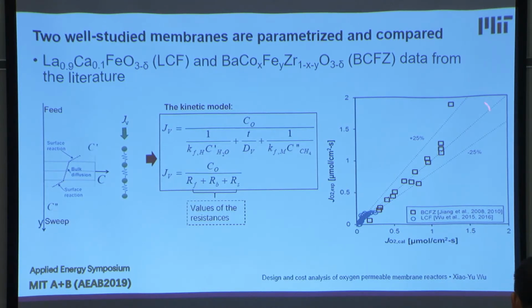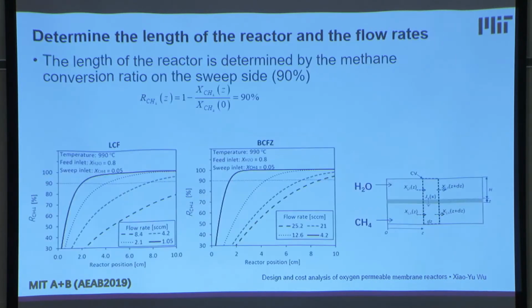Based on these models, now we can determine how long the reactor is and what the size of the reactor is. The goal of this study is to determine the length of the reactor. The reason is that when water is converting, the concentration of water is very low at the outlet of the reactor, so at the outlet the membrane surface is actually not very effective.